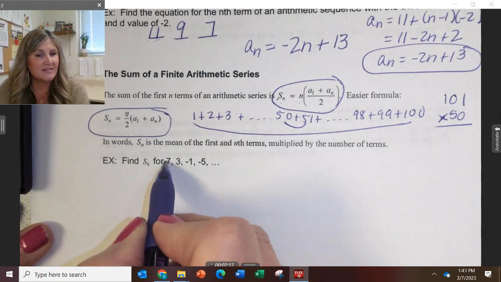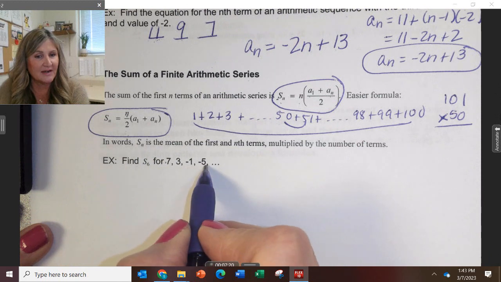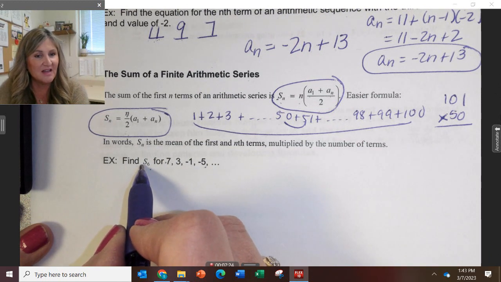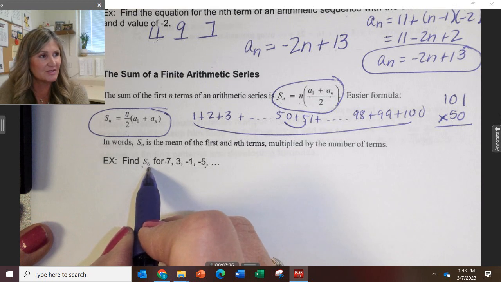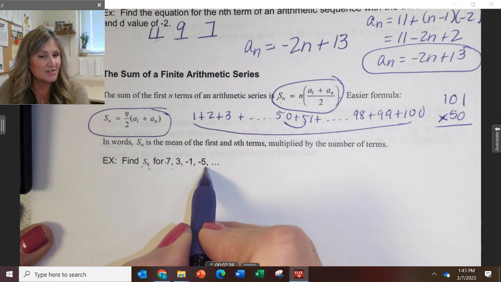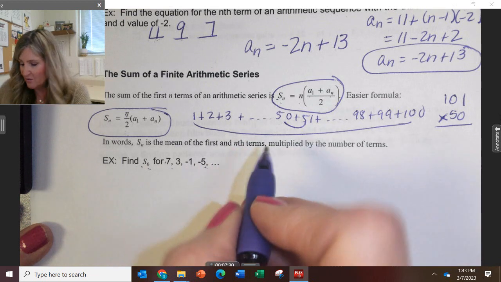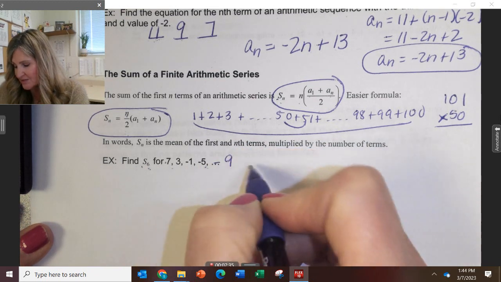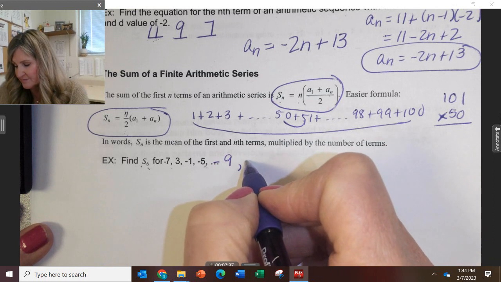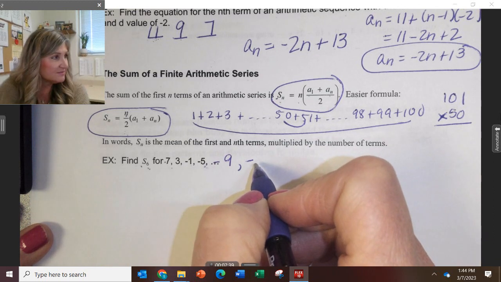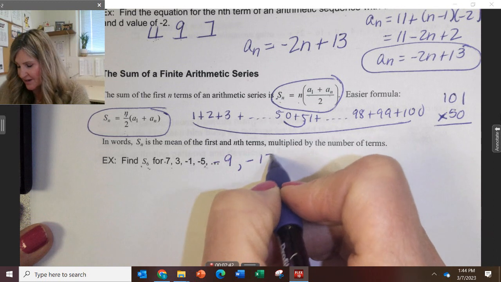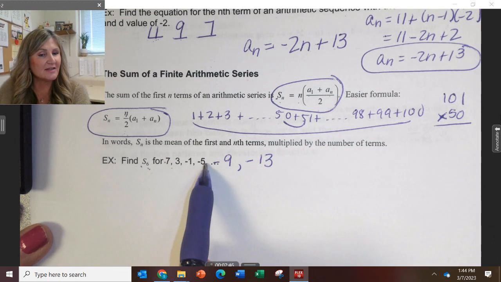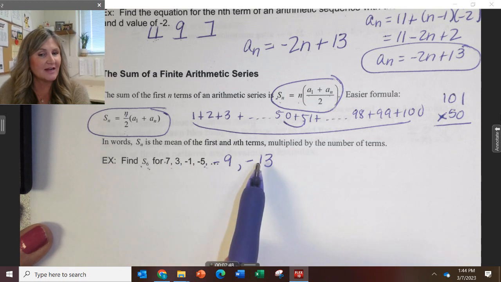So now let's do it for this. We've got 7, 3, negative 1, negative 5. We're trying to find s sub 6. This means the sum of the first 6 terms. Well, they haven't given us all 6 terms. They've only given us 4. What would be the next term? And the next one? Negative what? Negative 13, right. Because the pattern is subtract 4, subtract 4. That's our d value. Just subtract 4.